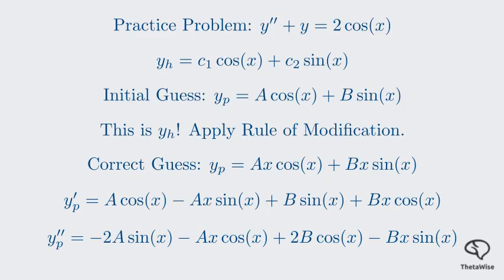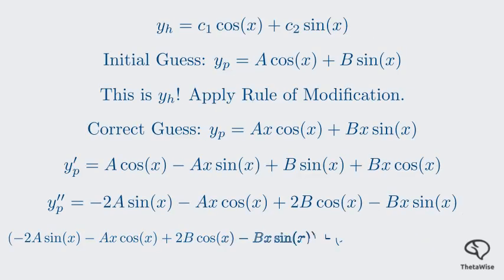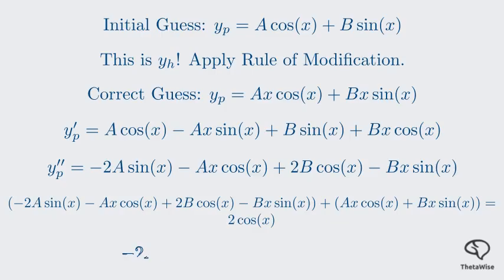Substitute these into the original equation. Y double prime plus y equals 2 cosine of x. The x cosine of x and x sine of x terms cancel out, leaving us with negative 2a sine of x plus 2b cosine of x equals 2 cosine of x.